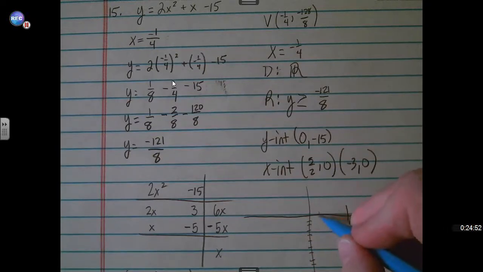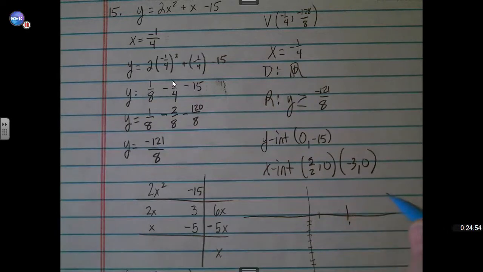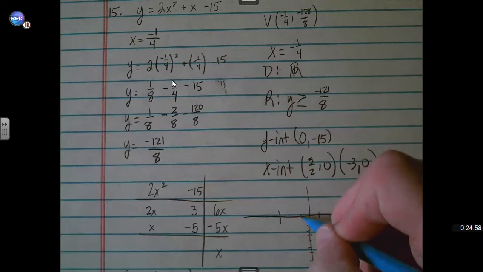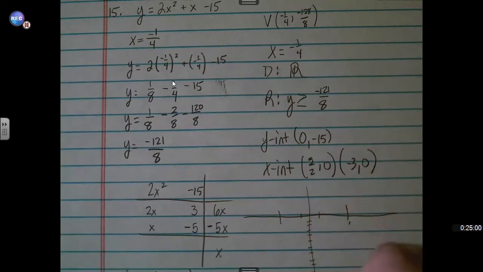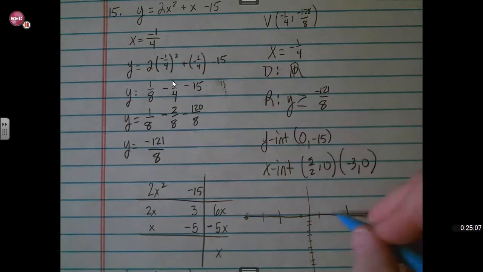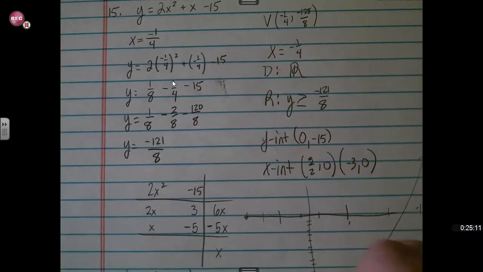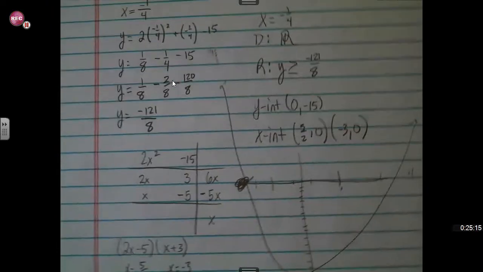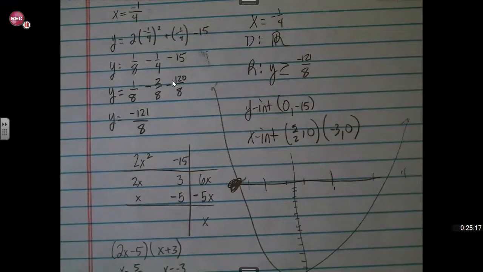So the vertex would be at negative 1/4. So over here, and then negative 15 and 1/8, which would be here. And then negative 3 would be, and 5/2, which is 2.5, and yeah, so it's something like that. Oops, I missed. So hopefully I was kinder to you on the actual test.